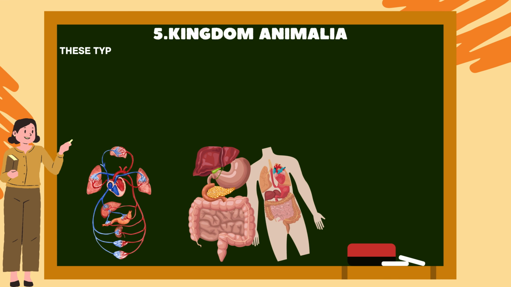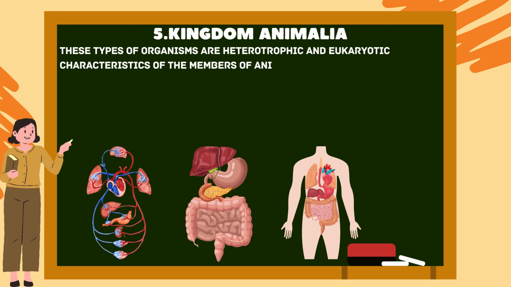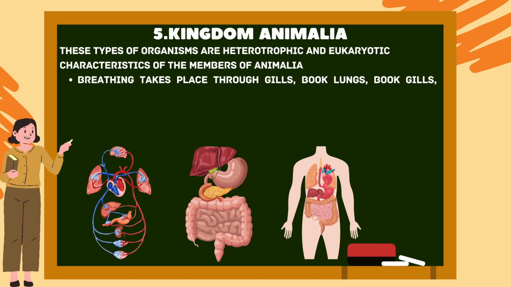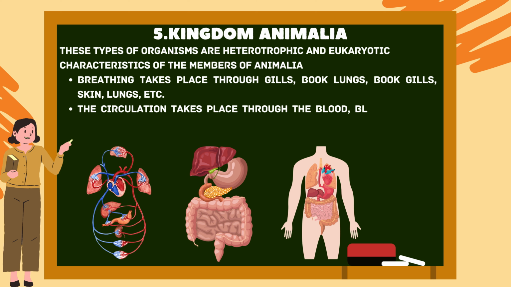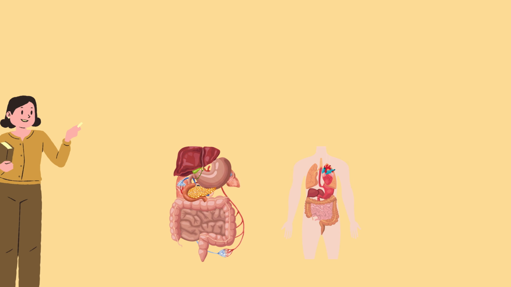Kingdom Animalia. These types of organisms are heterotrophic and eukaryotic. Some characteristics of members of Animalia are as follows. They are multicellular organisms of various sizes. Breathing takes place through gills, book lungs, book gills, and skin. The circulation takes place through blood vessels and the heart. Reproduction takes place through the formation of haploid gametes. The kidneys are the most important excretory organ. They are found to be bilaterally symmetrical.